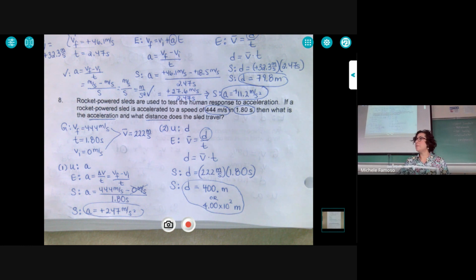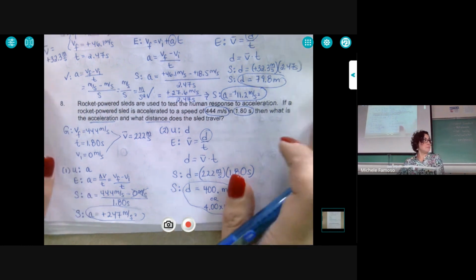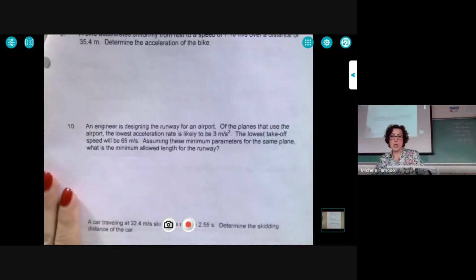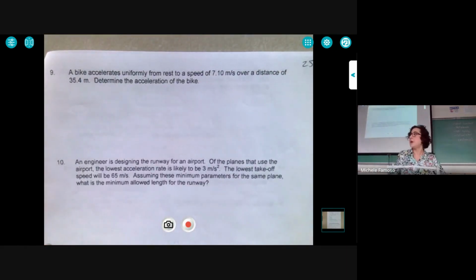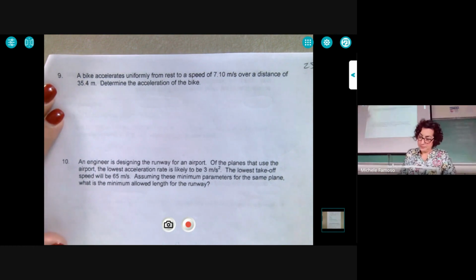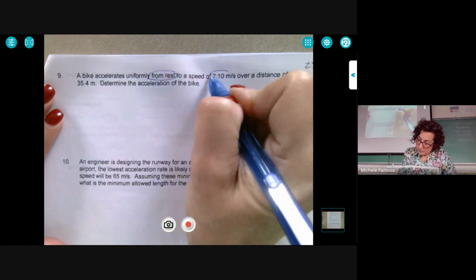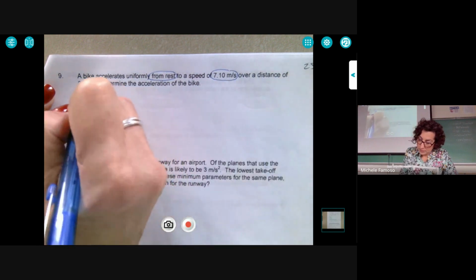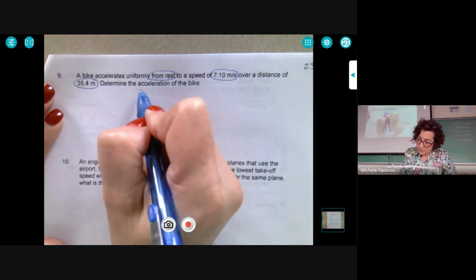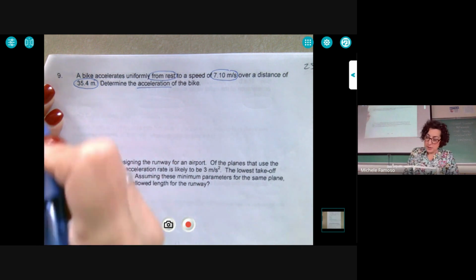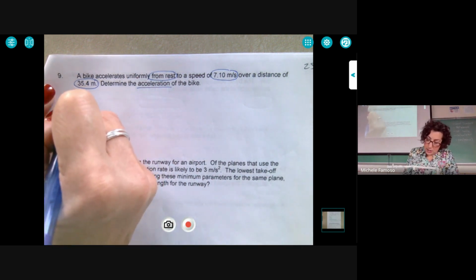Can I go on to number 9? We'll keep practicing. The more practice we do, the easier I think this will become for you. All right, Nate, go ahead and read number 9. A bike accelerates uniformly from rest to speed of 7.10 meters per second over a distance of 35.4 meters. Determine the acceleration of the bike. Good.